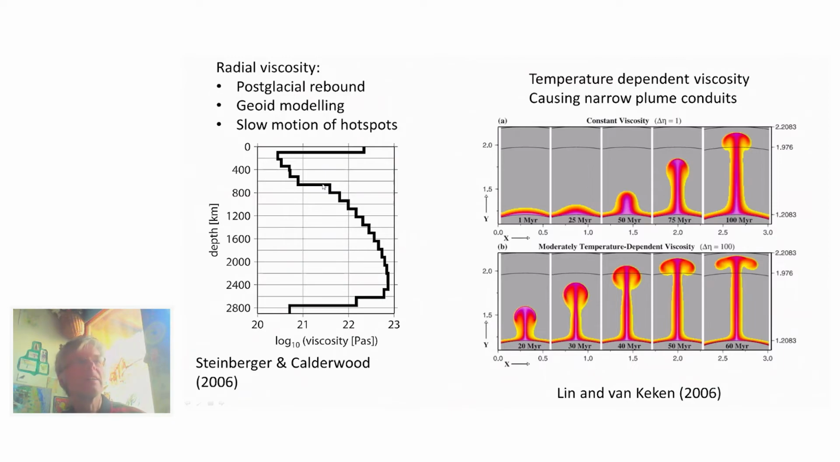Right, then besides radial viscosity, you have probably temperature-dependent viscosity. This is showing here from a paper by Lin and Van Keken. This is a constant viscosity, a rather wide plume, and the plume tends to get narrower with temperature-dependent viscosity, as you expect for the plume. The thing is that, as I said, the plumes, according to the seismic observations, tend to be rather wide, which is somewhat counter to what we expect for thermal plumes.